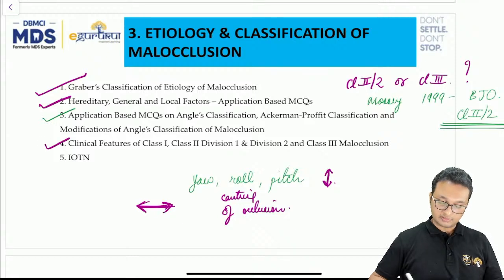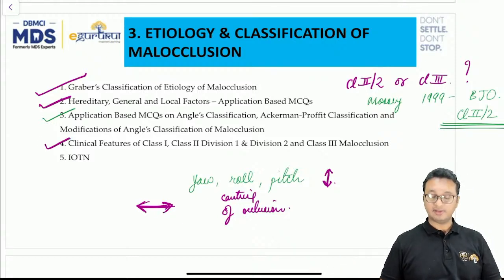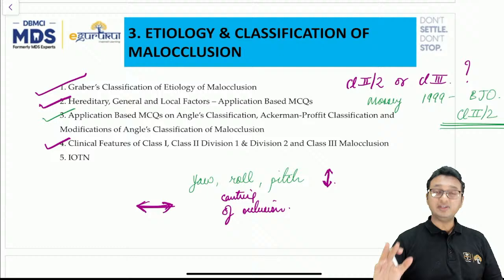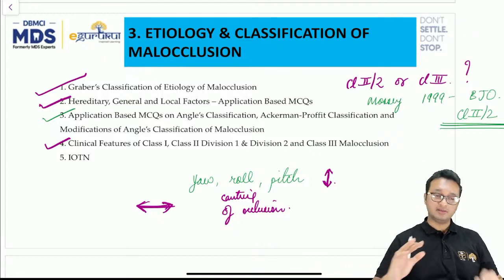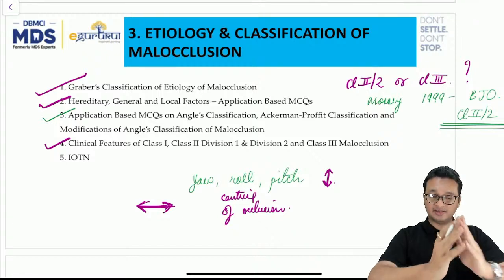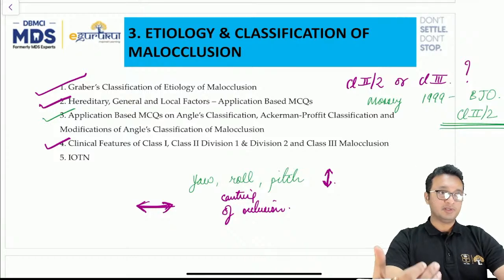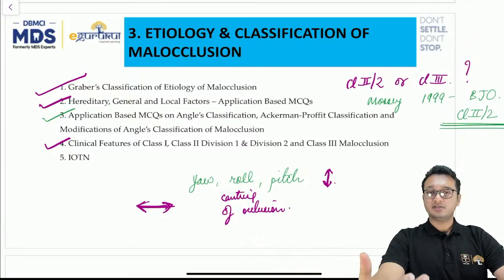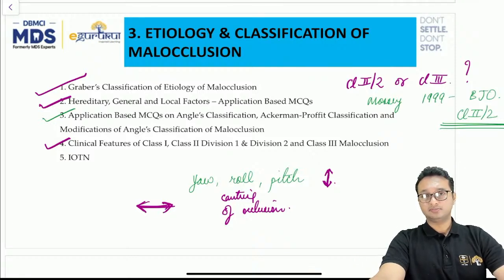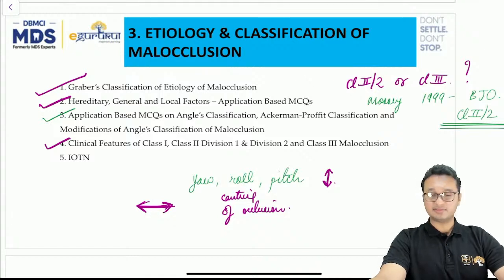Then clinical features of class 1, class 2 division 1 and 2, and class 3 malocclusions. Not only clinical features, you will be asked application-based questions like this. You will be given certain clinical scenario questions, for example, a patient with the age given, for example late mixed dentition, around 7-8 years of age, or 10 to 12 years of age, that is the late mixed dentition period.